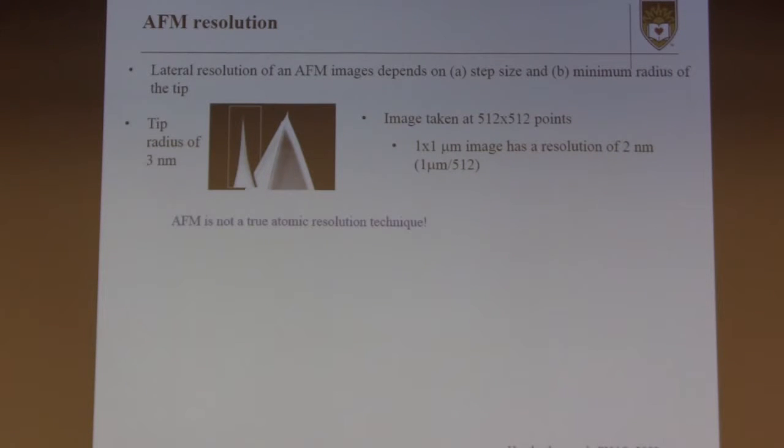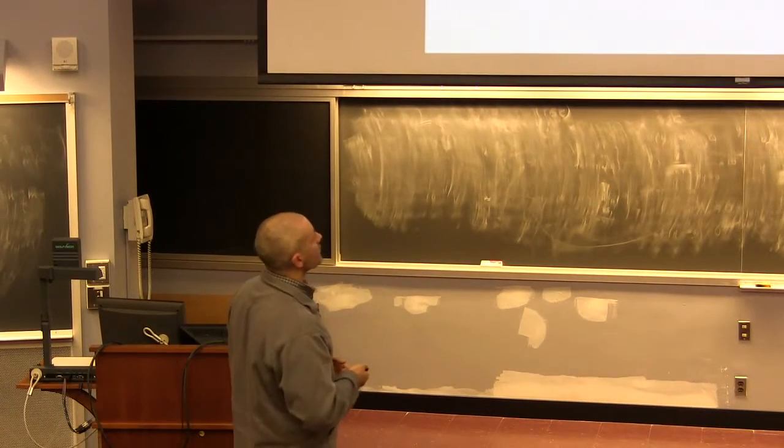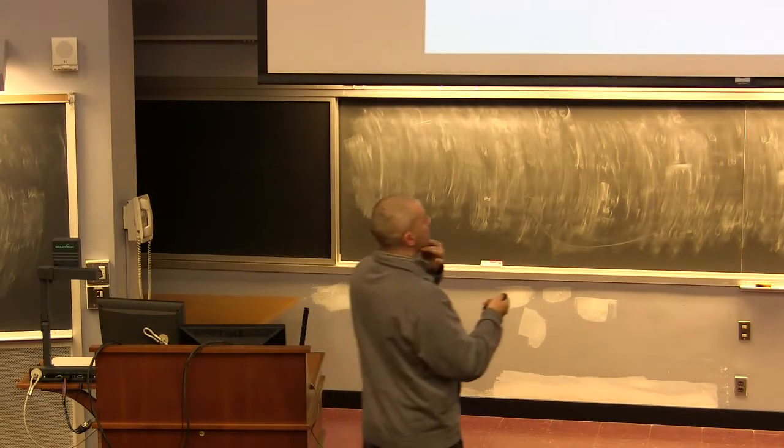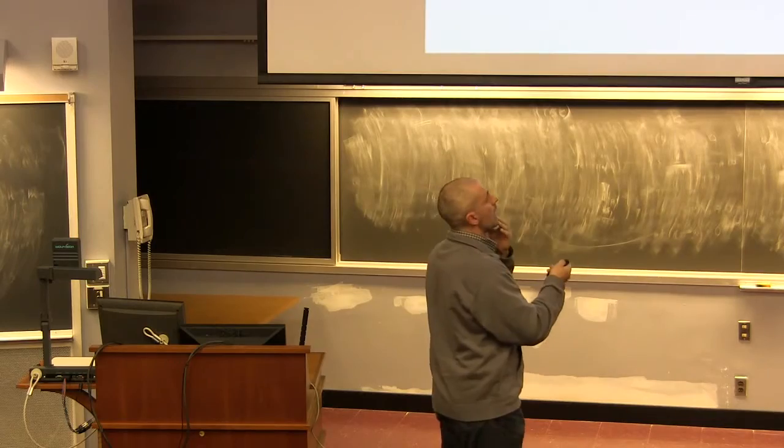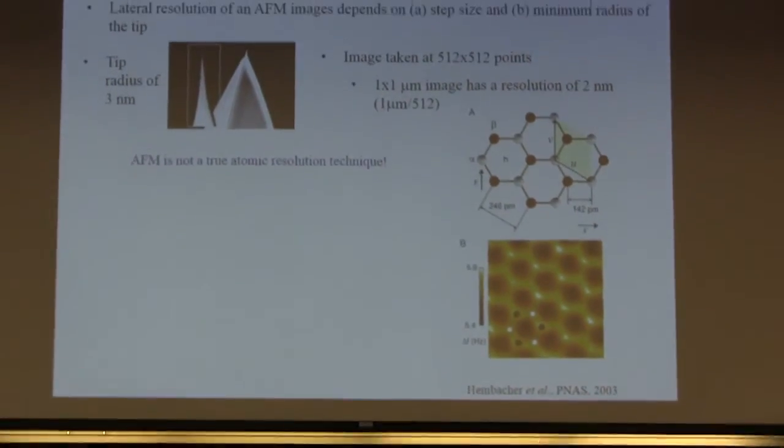So again, I need to remind you that it's not a true atomic imaging technique. Why is that? Idealistically, you would think that your tip is atomically ideal, right? There is 1 atom sitting in there. It's not. It never is. So people image and publish routinely graphite-like structures with that.